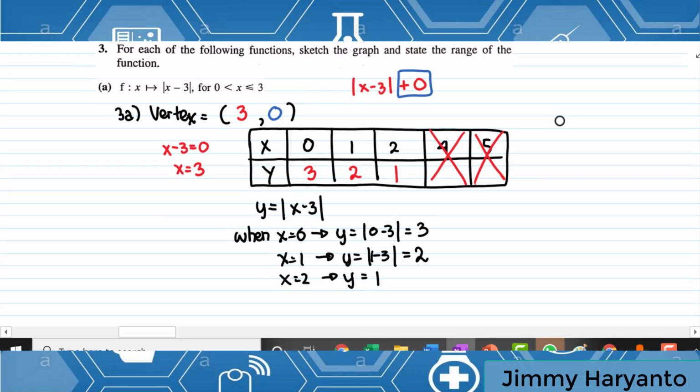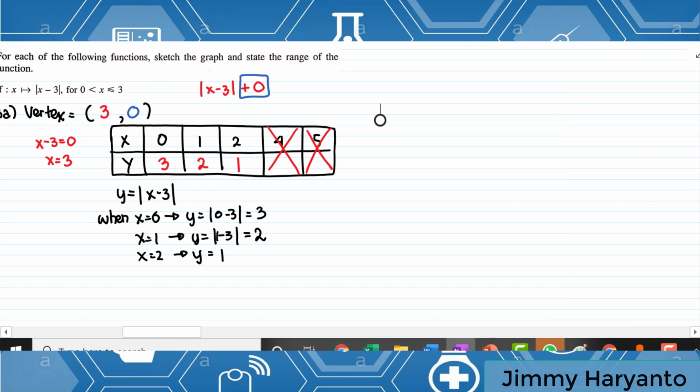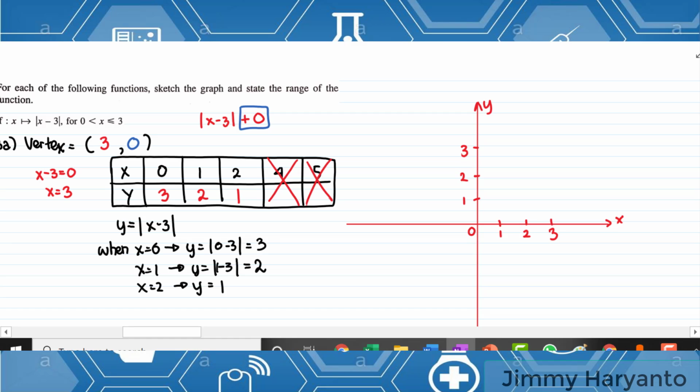Okay, plot the points. Wait a minute. Okay guys, the Cartesian coordinate plane will be like this. Yeah, so you have to plot. The first one is (0, 3), from the first table, so you have to plot (0, 3), and then you also have to plot (1, 2). (1, 2) is right here, and then you have to plot (2, 1), yeah, right here. And then don't forget the vertex. The vertex is (3, 0).